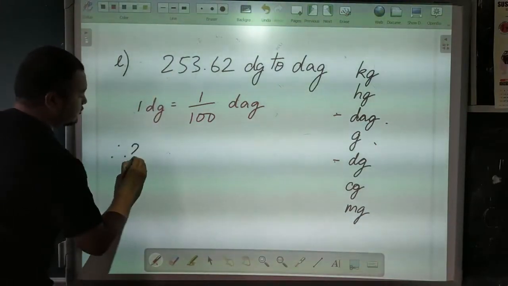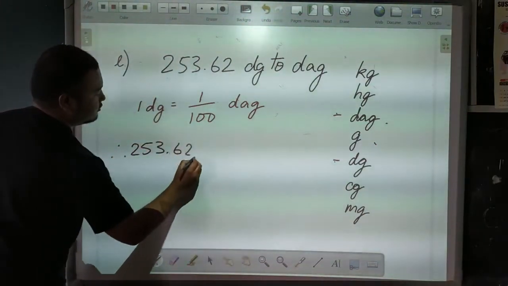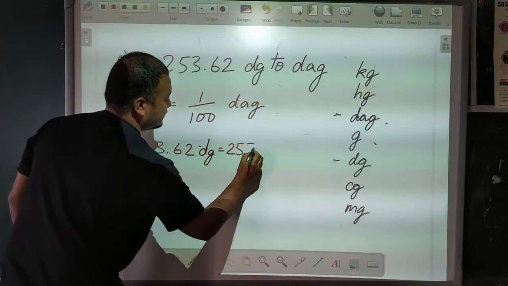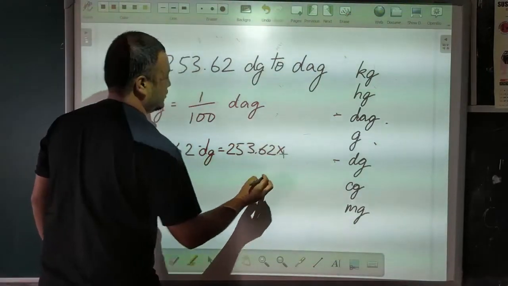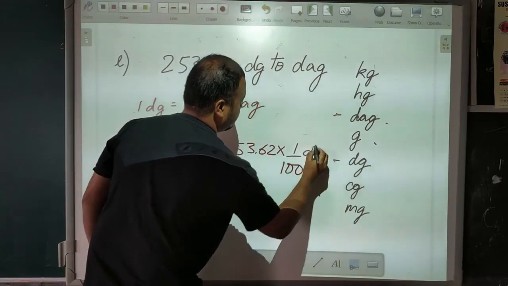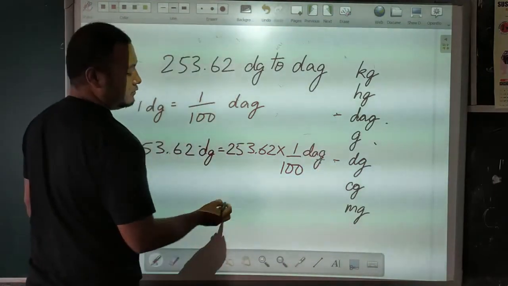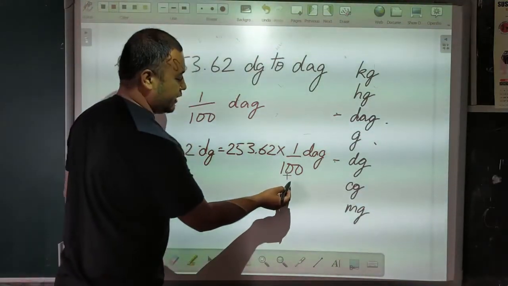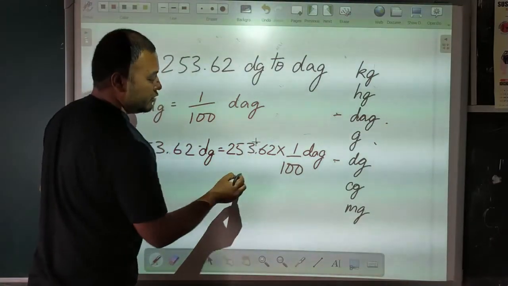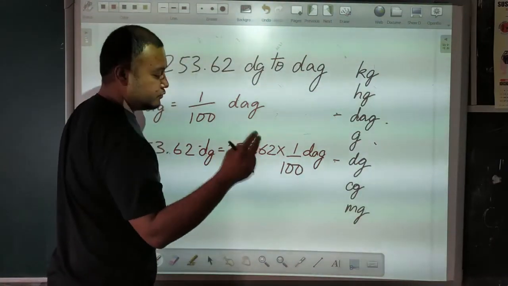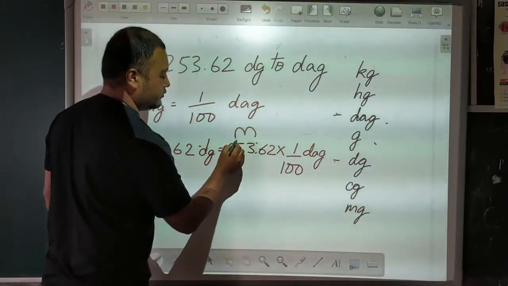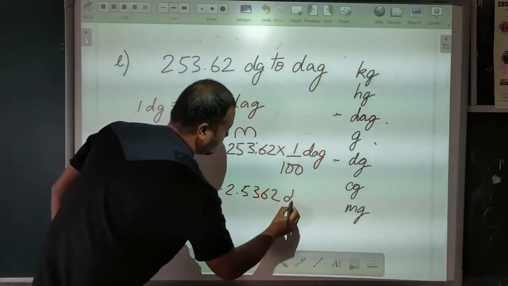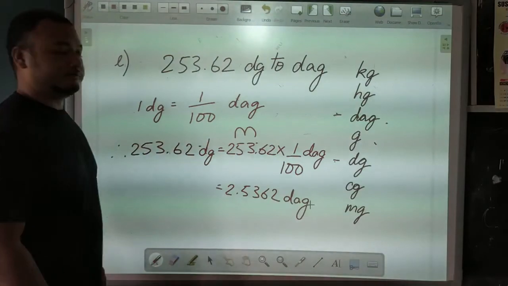Therefore, 253.62 decigram is equal to 253.62 into 1 upon 100 decagram. Now you are dividing by 100. So in the decimals chapter, you know what to do when you are dividing by 100. This point that is here will move to the left by 2 places. 2 zeros, so 2 places. 1, 2. It will come here. So it will become 2.5362 DAG or decagram.